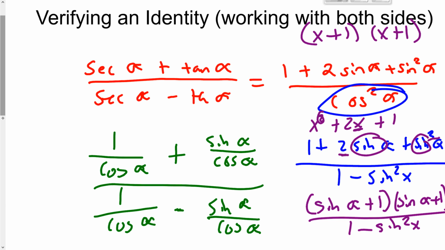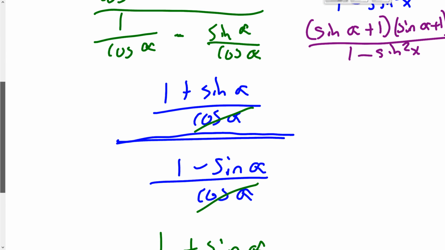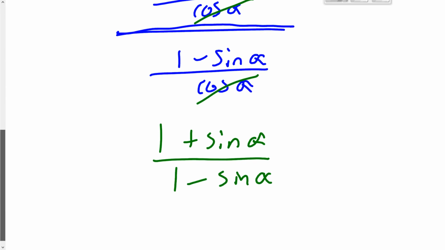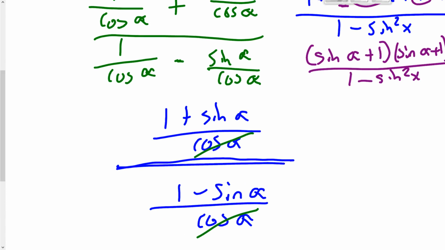So we look at where we're going here. We need this 1 minus sine alpha, 1 plus sine alpha. Well, I already have 1 plus sine alpha. I just have too many of them, right? So can I take one out? Can I undistribute one? Because if I could take a sine alpha plus 1 out of the bottom, then I could cancel those out, and I would have 1 plus sine alpha over 1 minus sine squared. Well, there are two ways that you could do it here.